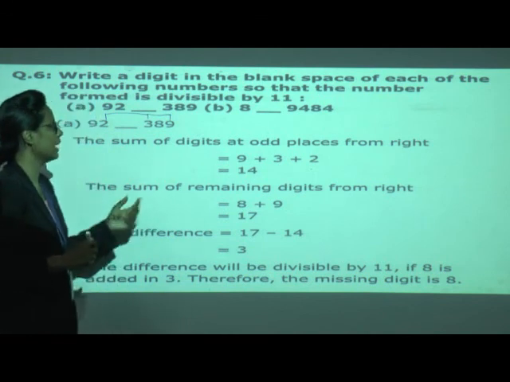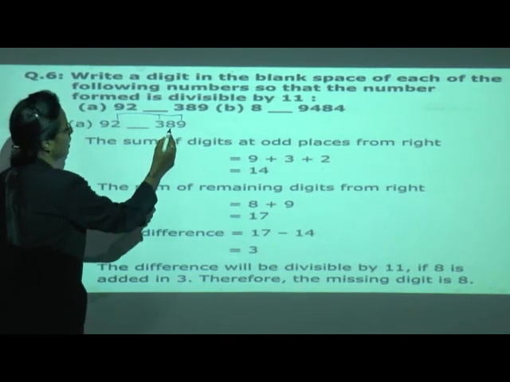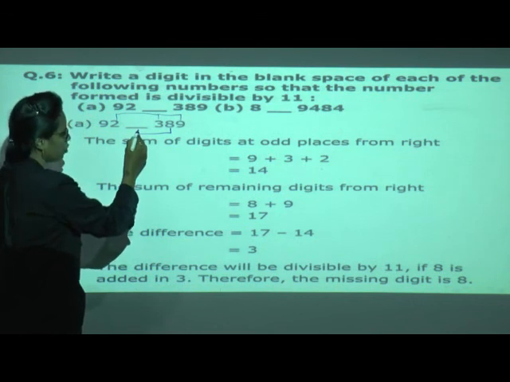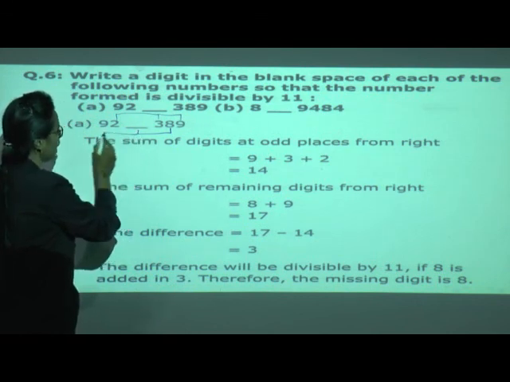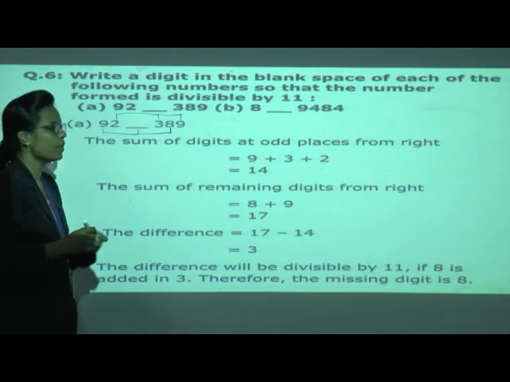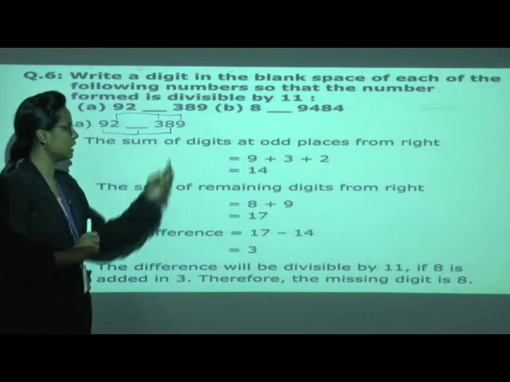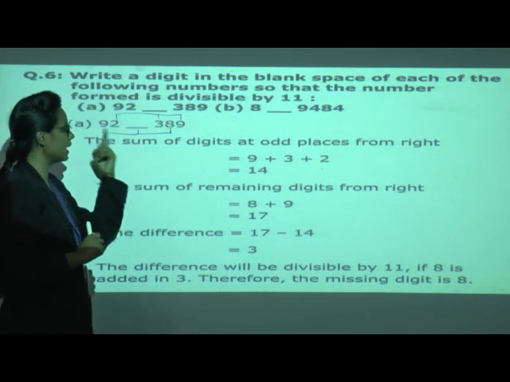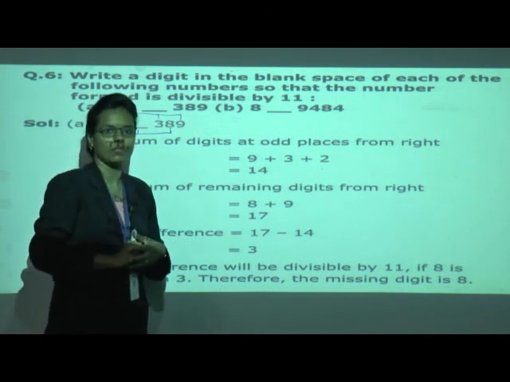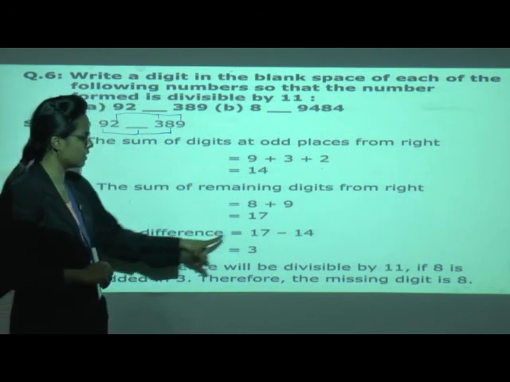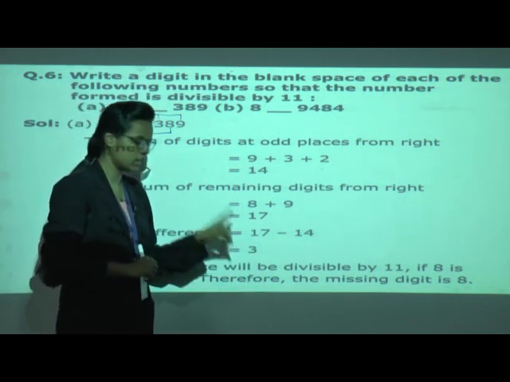Now we will take the even places from the right. 8 we don't have here, so we don't take anything right now, and then 9. So these are the second, fourth and sixth places. Let us add: 8 plus 9, we get 17. Now let us subtract. The difference, 17 minus 14, is 3.